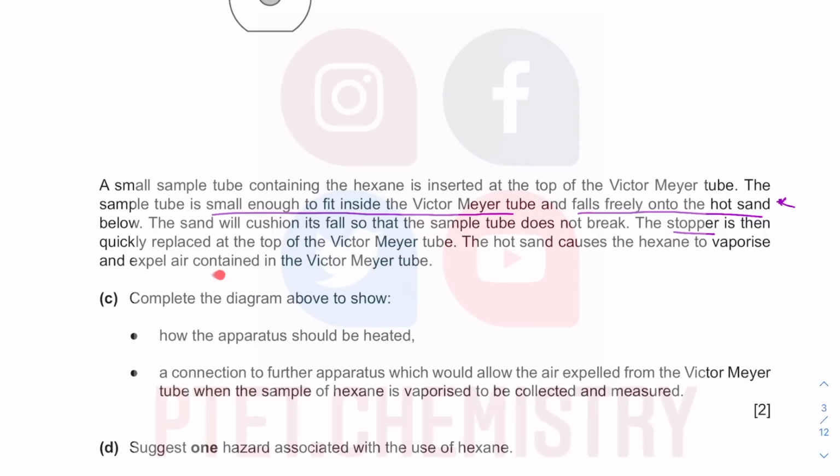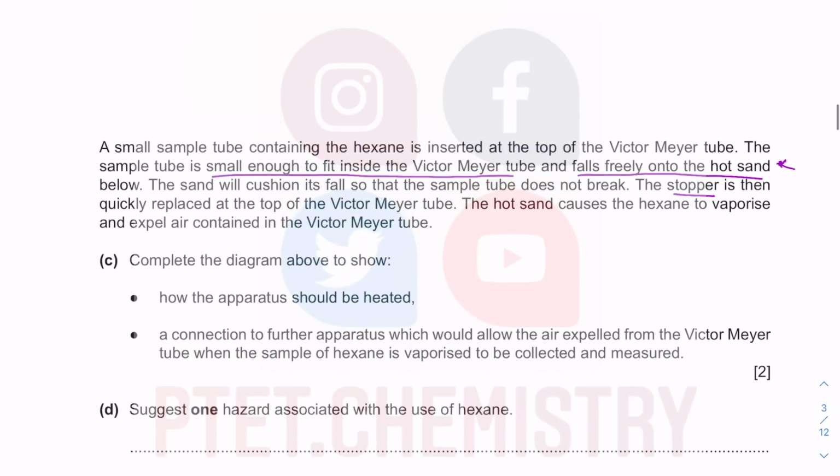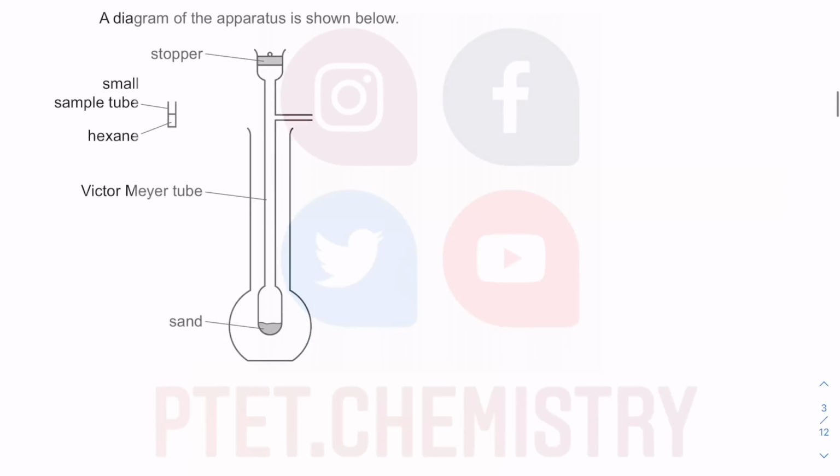It expels the air contained in the Victor Meyer tube. So how the apparatus should be heated, that's the first bit. And then you have to allow the air to be expelled, and then you can collect and measure the sample of hexane. There's bound to be a bit of air inside, and as the hexane gets vaporized, the gas will push against the air, and the air will be collected as well. So it's all part of the gas collection apparatus.